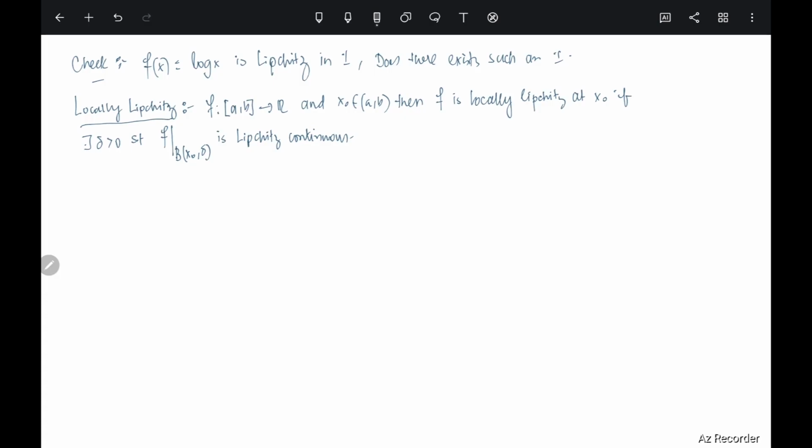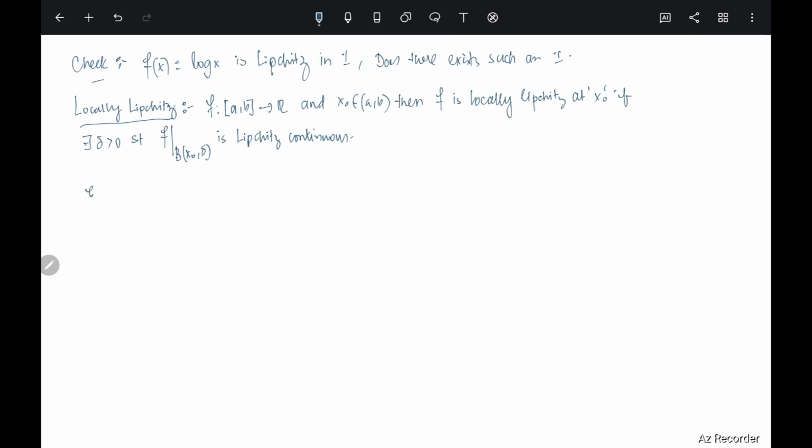So again, f is Lipschitz continuous on the whole (a, b) when, for all x, y in (a, b), f(x) minus f(y) is controlled by some m times |x minus y|. Now f is locally Lipschitz if you start with an x naught and you have a neighborhood of that point where f restricted to that neighborhood is Lipschitz continuous, right? It doesn't have to be Lipschitz continuous everywhere, but it has to be in a neighborhood.